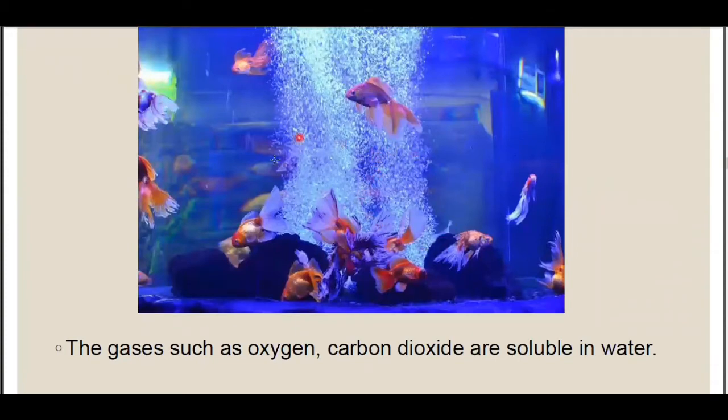Now here in the first example itself, I asked how fishes breathe. So from that itself, I think you got an idea that certain gases dissolve in water. So the gases such as oxygen and carbon dioxide are soluble in water.